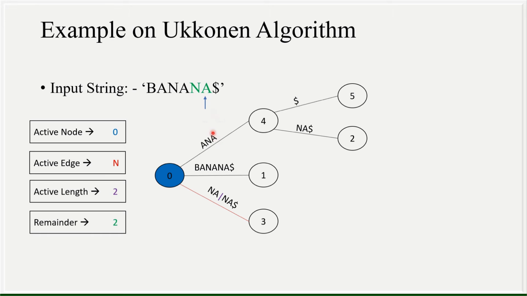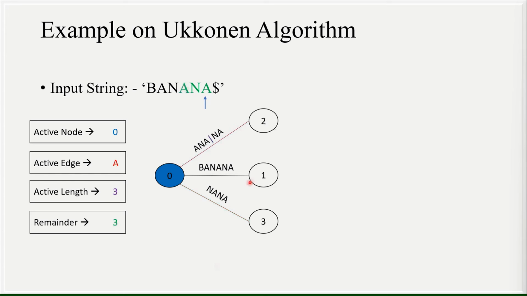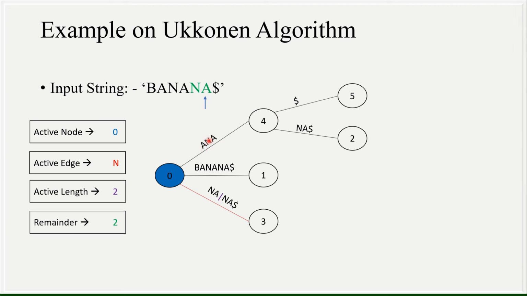And the previous, if you will remember, the NA part and ANA part, will now get split into two parts. So ANA will remain along this edge only, and NA will form a new edge. As you can see here, ANA, NA, dollar. The dollar symbol will of course get appended here, and this string is now in itself a different suffix, as well as the ANA, NA dollar.